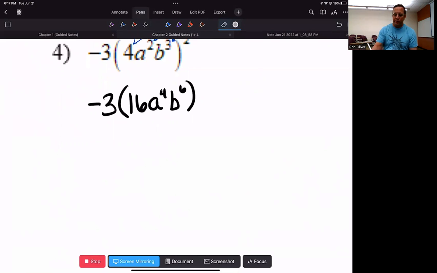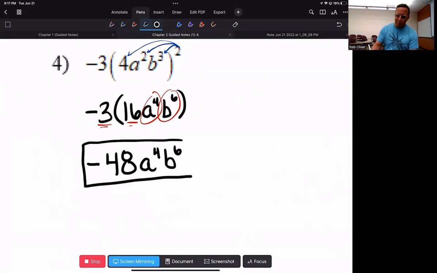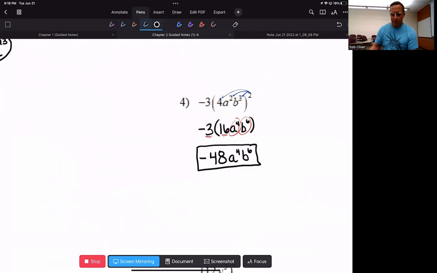The -3 does not affect, oops, I didn't mean to erase it there, does not affect these things, right? The coefficient is only going to affect the other coefficient. So -3 times 16 is -48. And then leave a to the 4th and b to the 6th alone. Don't touch it, okay? Don't do anything with it.